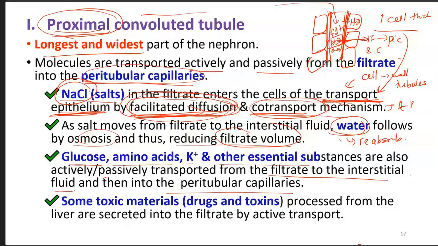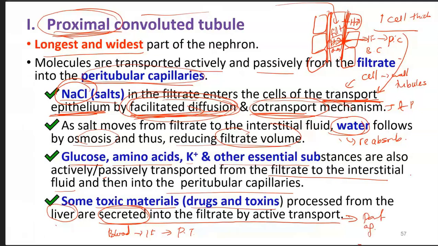So this is the process of reabsorption that occurs in the proximal tubule. And it says here that some toxic materials such as drugs and also toxins processed from the liver are secreted into the filtrate by active transport. Secreted, movement from where? From the blood into the interstitial fluid into the tubule, in this case into the proximal tubule. So toxins from the blood, drugs that are filtered in the liver, will enter the kidney and will be secreted into the proximal tubule to become part of the filtrate in the proximal tubule.